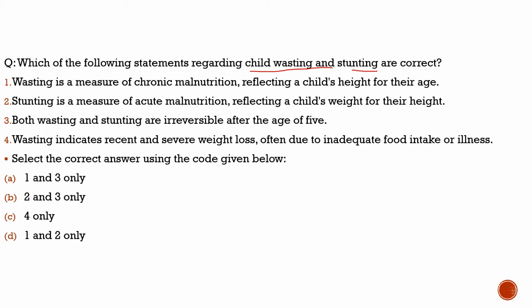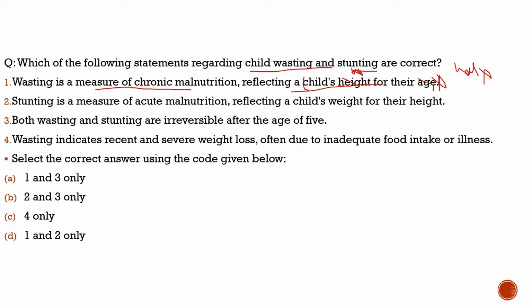They are related to the nutritional levels which children get in the age group of 1 to 2, and above 5. So it becomes important for us to understand what wasting is and what stunting is. The first statement says, wasting is a measure of chronic malnutrition reflecting a child's weight for their age. It is not weight for age; if it was, it would be underweight. It is totally incorrect. It is a child's weight for their height, not age. So the first statement is incorrect.